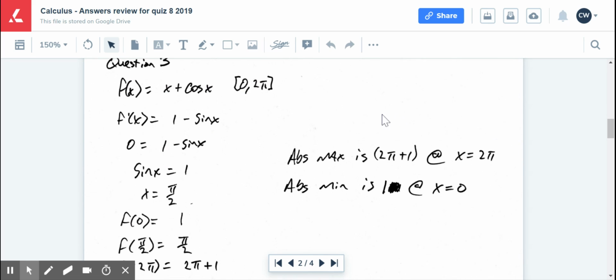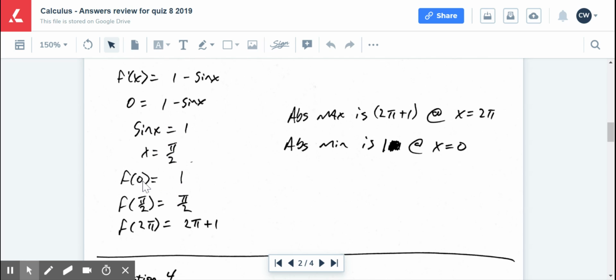Question 3, interval is 0 to 2 pi this time. So my derivative of x is 1. Derivative of cosine is negative sine. Set it equal to 0. Move the sign over, so it gives me sine of x equals 1. Sine equals 1 at pi over 2. Plug in my endpoints, 0 and 2 pi. Plug in my critical point.